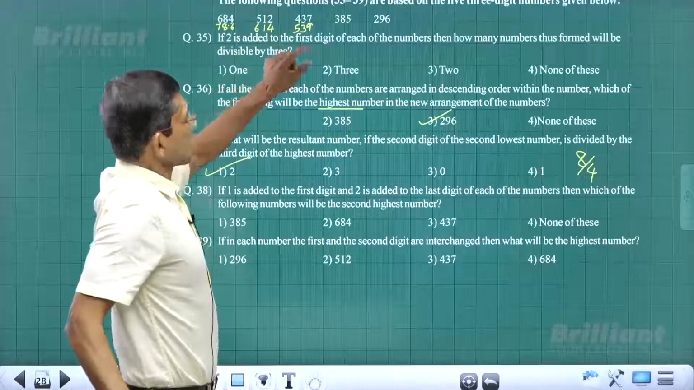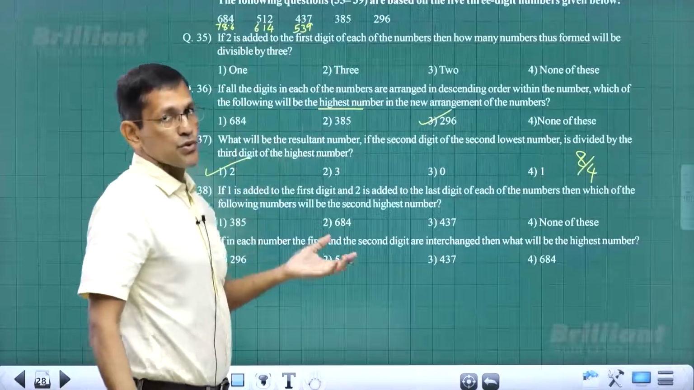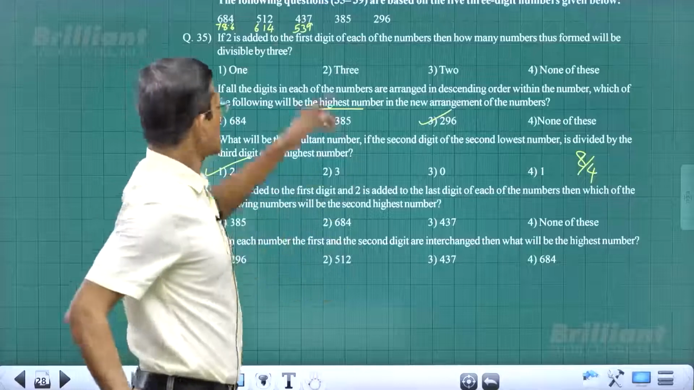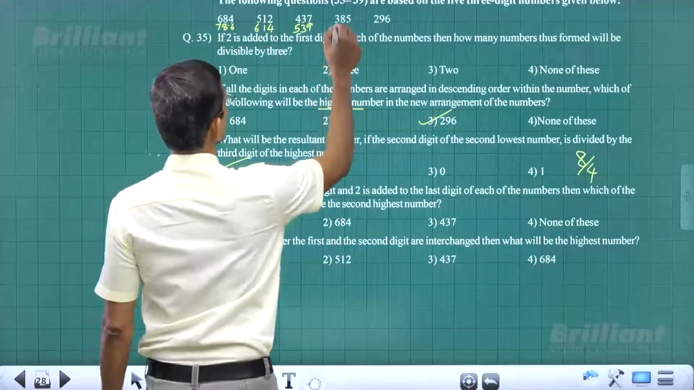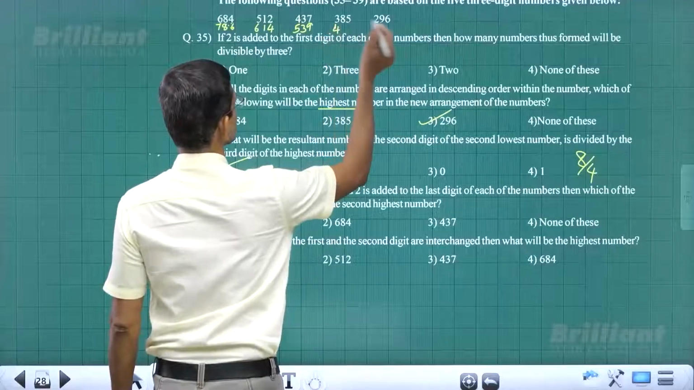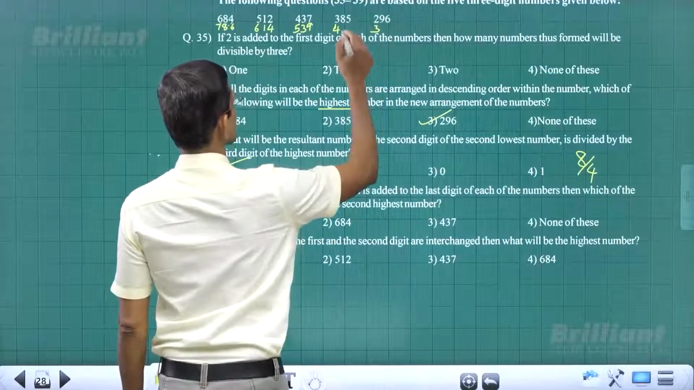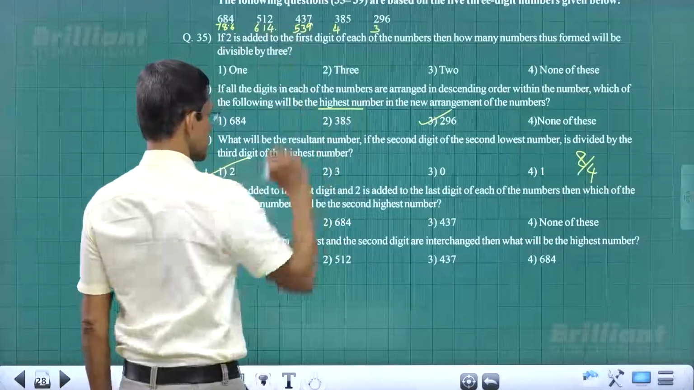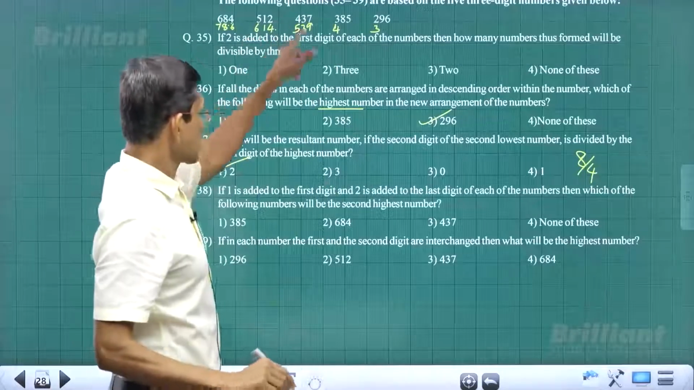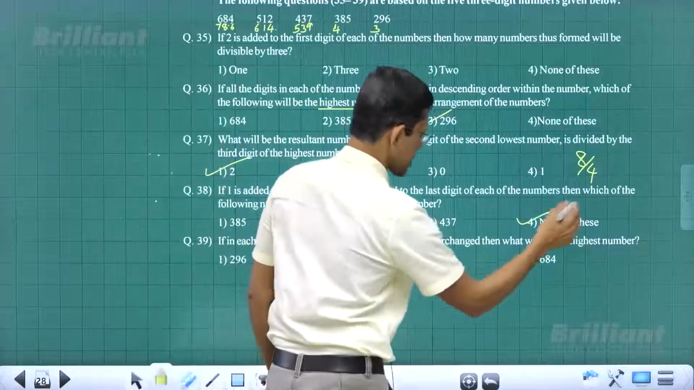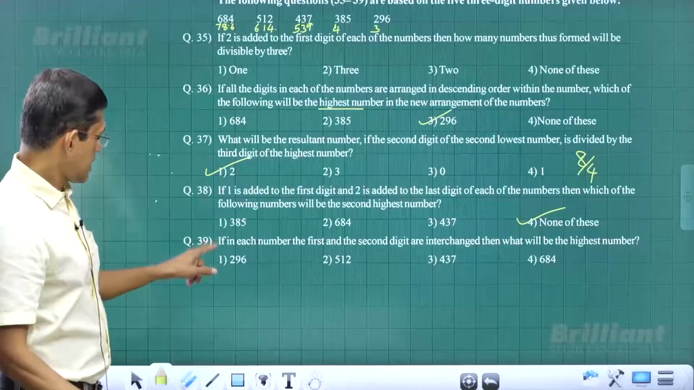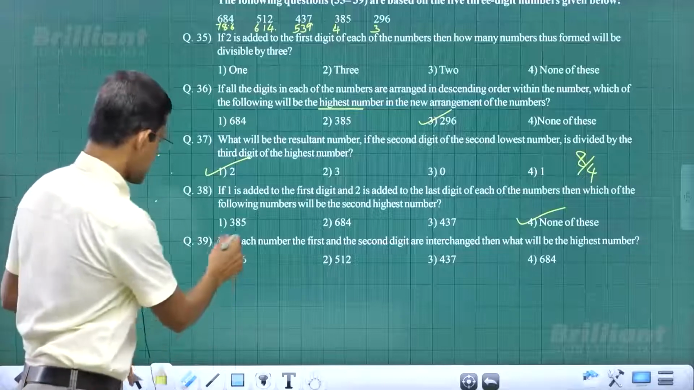So if you do this, adding 1 and 2 with the digits, that number is going to be the second highest number anyhow. Because this is going to be 400 and something, this is going to be 300 and something. So naturally, this is the second highest number. That second highest number is 512. So the answer, we don't have 512 here. So none of this.